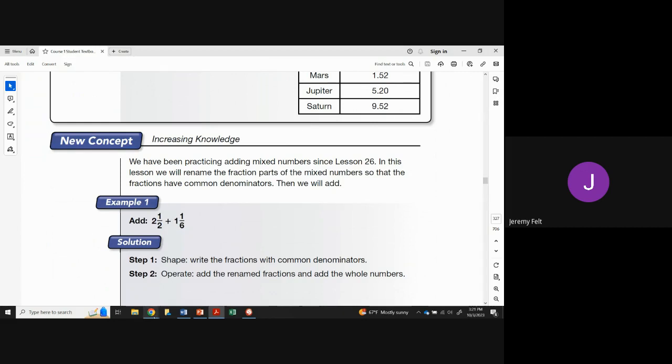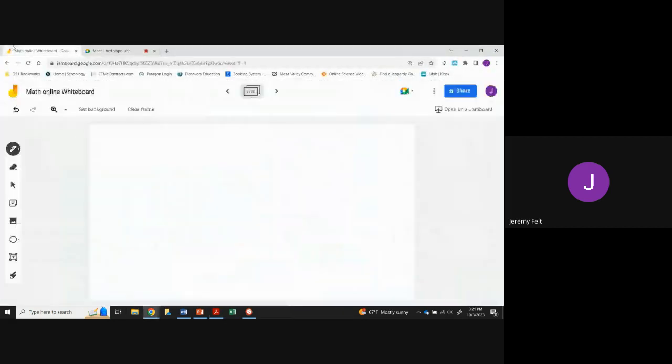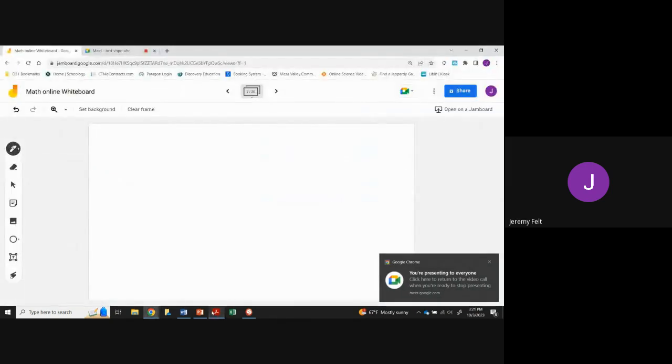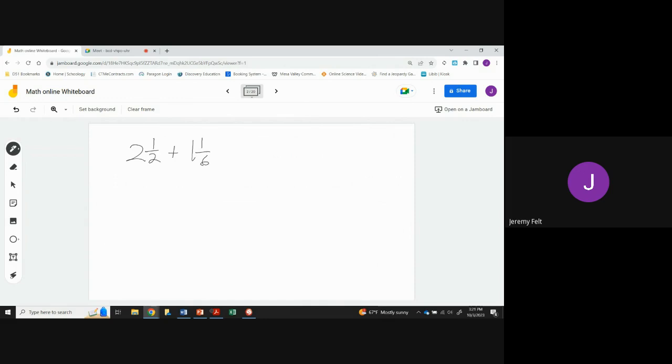So if we have 2 1/2 plus 1 1/6, 2, 4, 6. 6 is going to be my least common denominator. 3 times 2, so I have to do 3 over 3 because that's equal to 1. Okay, and then just like it was a decimal or any place value, we go furthest to the right and start our adding. 3/6 plus 1/6 is 4/6, and then 2 plus 1 is 3.